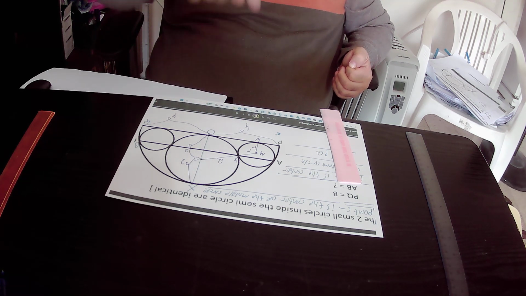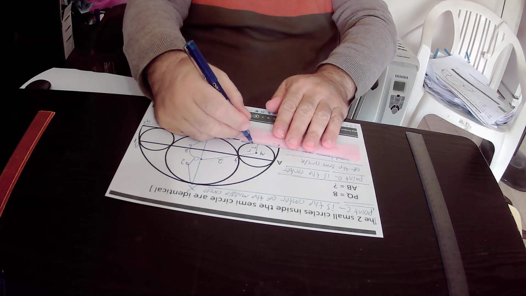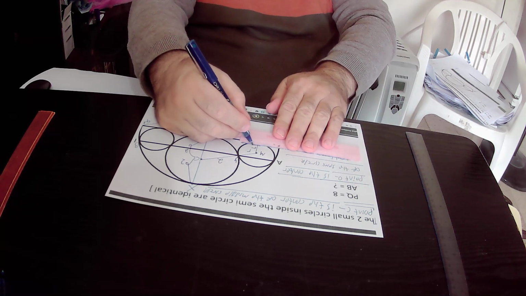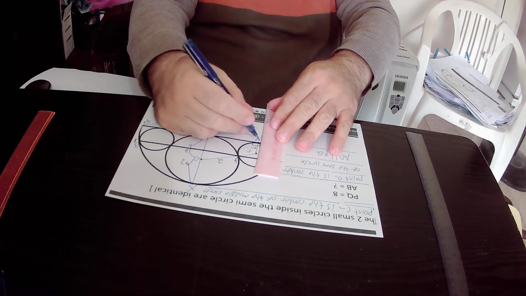Therefore, the tangent PQ will be perpendicular to this radius, that is to say, this angle will be equal to 90 degrees, and this angle will also be equal to 90 degrees.